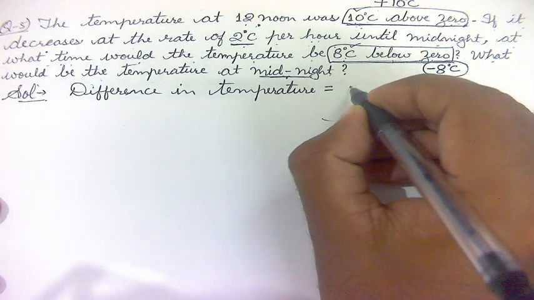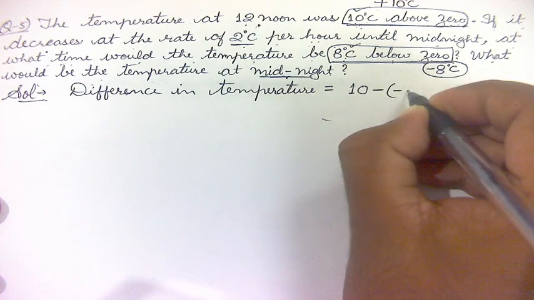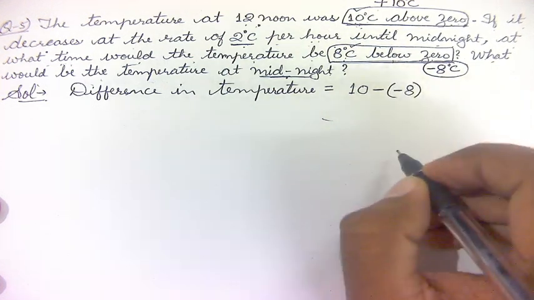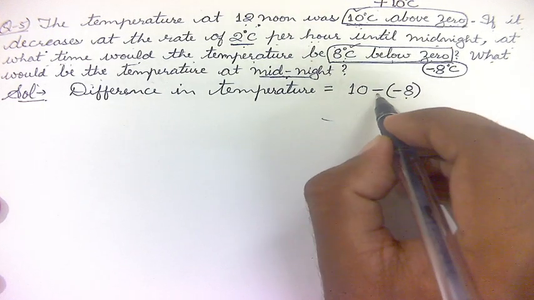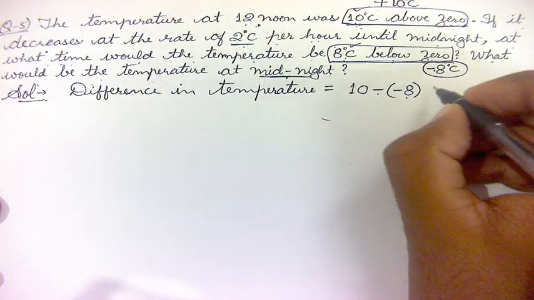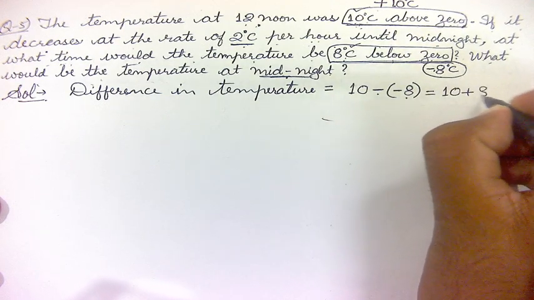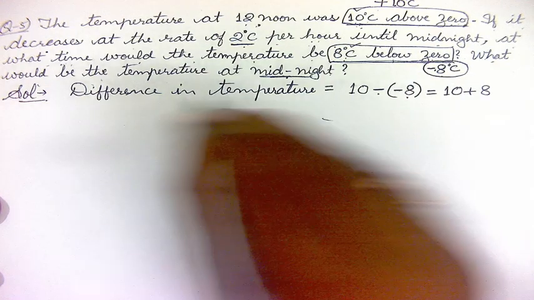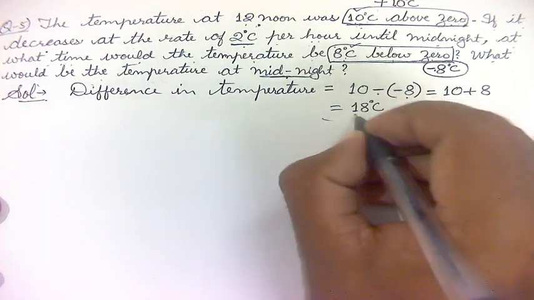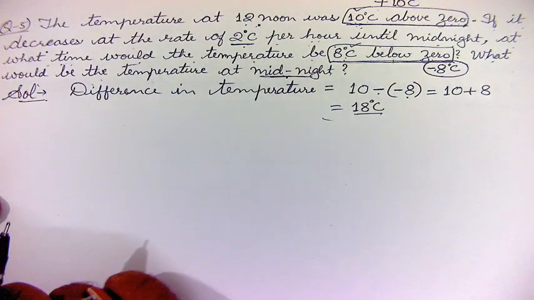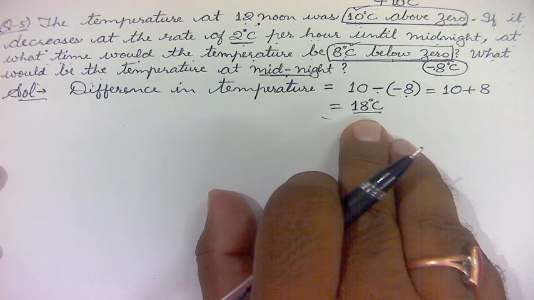So the difference is 10 minus minus 8. We are subtracting minus 8 from 10. So we put a sign of minus here, and when we subtract this, we get 10 plus 8. Means what is the difference in temperature? The difference in temperature is 18 degrees Celsius. So the temperature has reduced by 18 degrees Celsius.